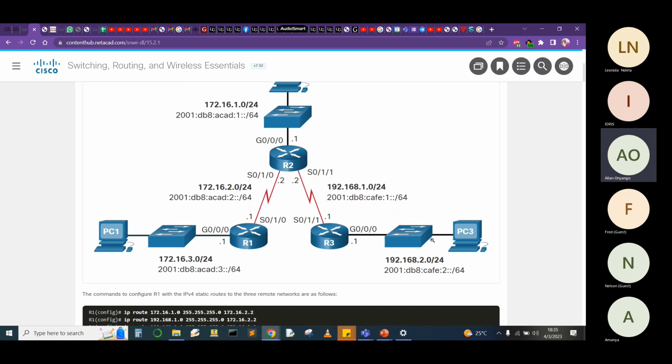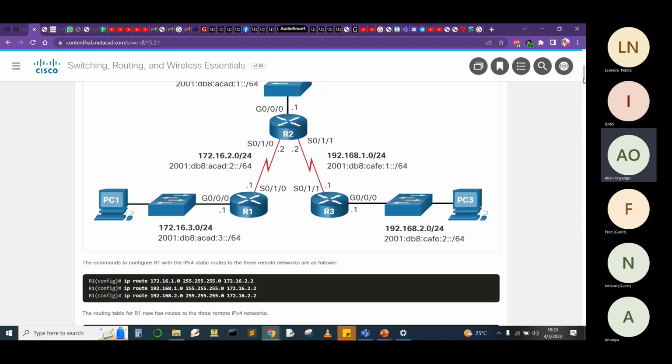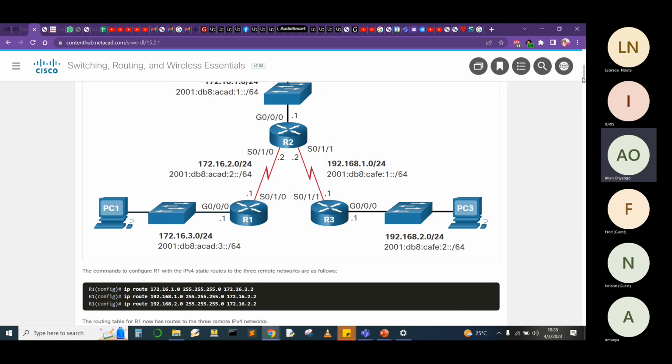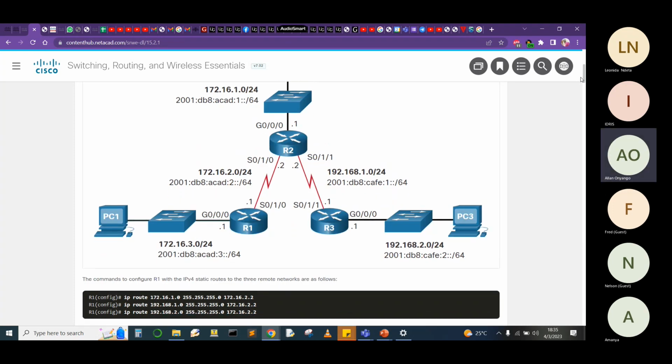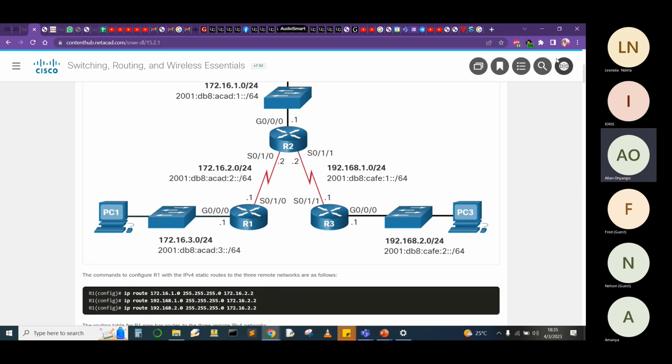192.168.1.0, correct. 192.168.2.0. Those are the remote networks for R1. And so let's see how we add those remote networks to R1. If you can see that here, we are actually adding those 3 remote networks to R1.